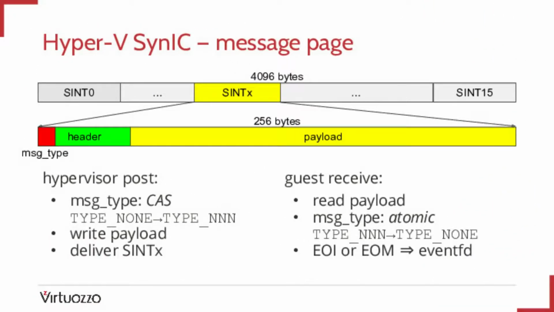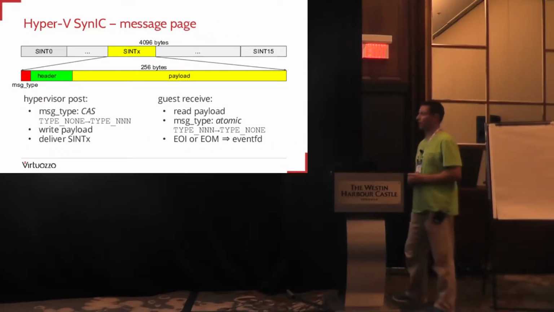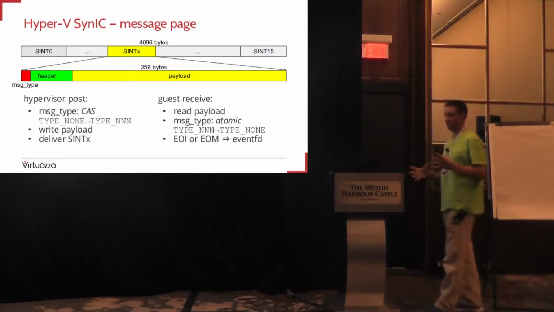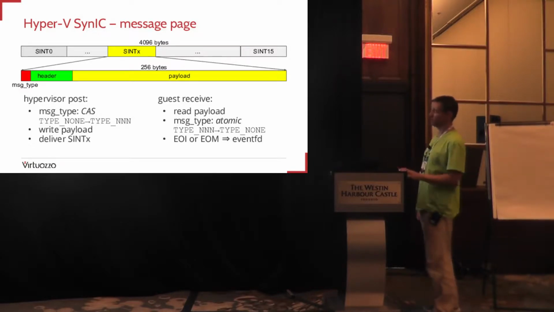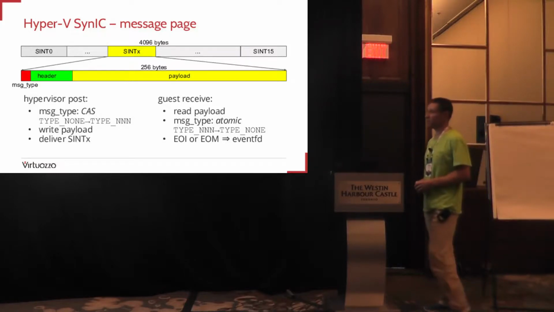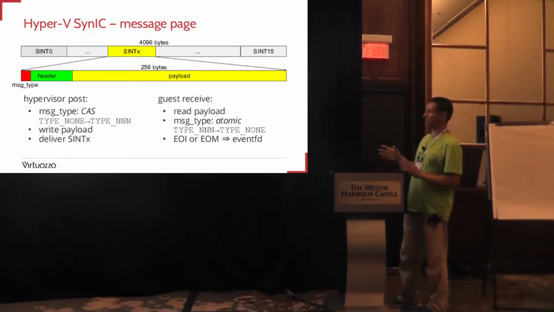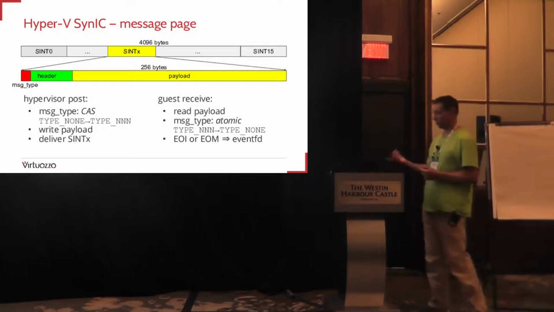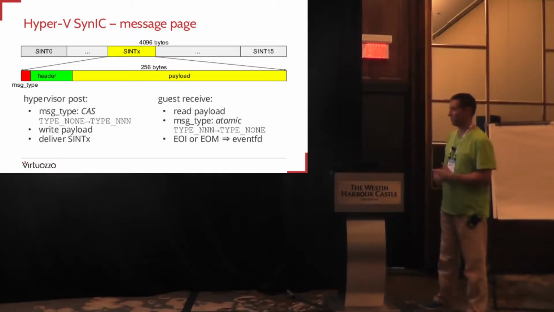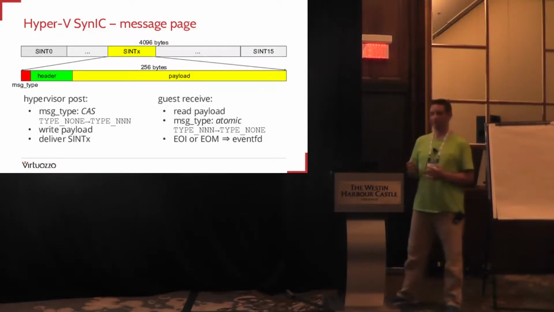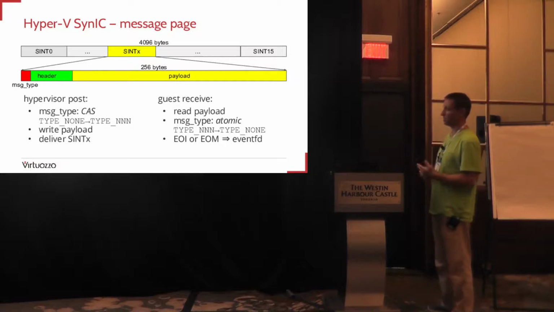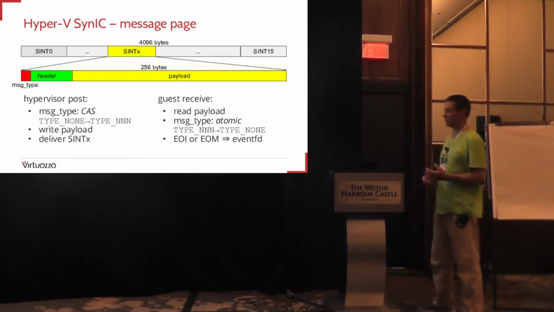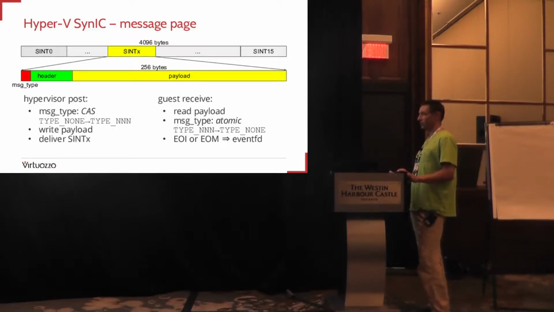Two other features of the Hyper-V synthetic interrupt controller are the message page, which is an extra mechanism for the interaction between the host and the guest. Every synthetic interrupt gets its own slot in this page, which contains the payload and the header. One field in this header is the type, which is accessed atomically and indicates the availability of this slot. So when the hypervisor posts a message, it updates this message type atomically through compare and swap to some type other than none, writes the payload, and delivers the interrupt.